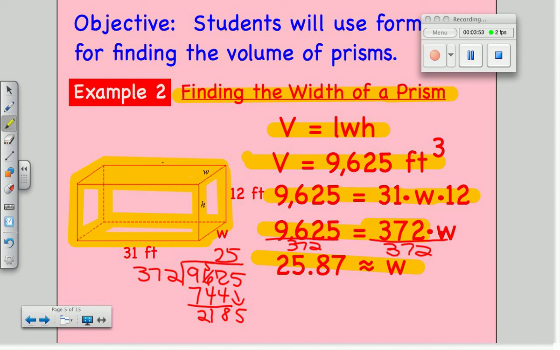So what does this number represent? What's 25 and 87 hundredths? The width. Very good. So the width is about 25 feet.